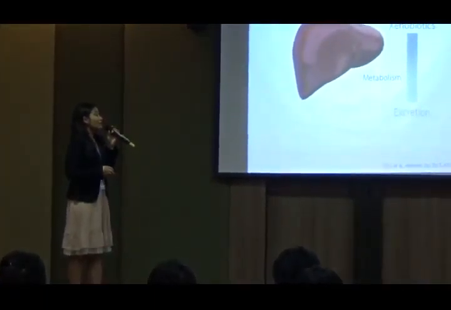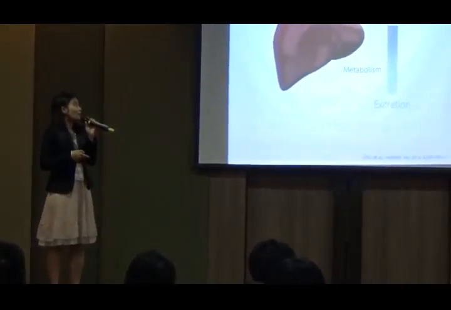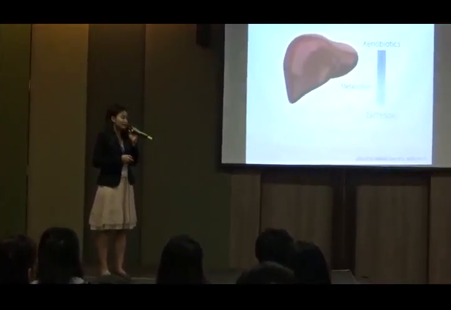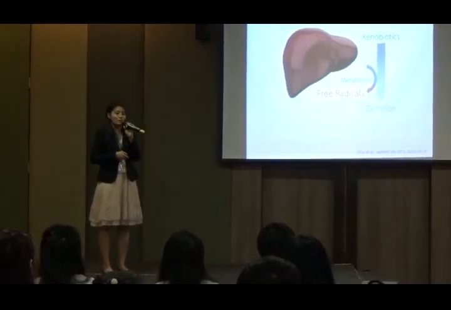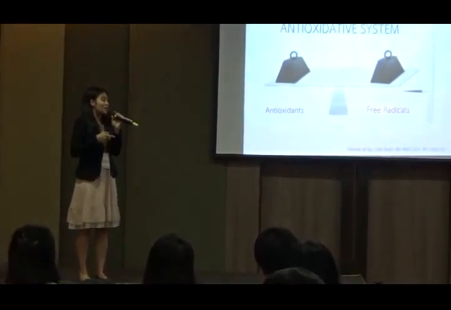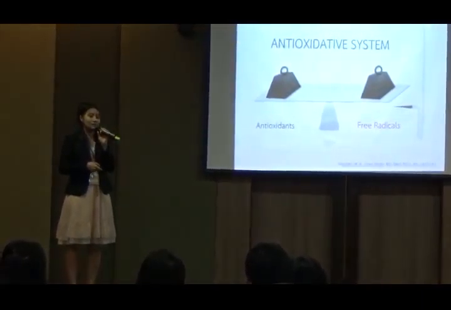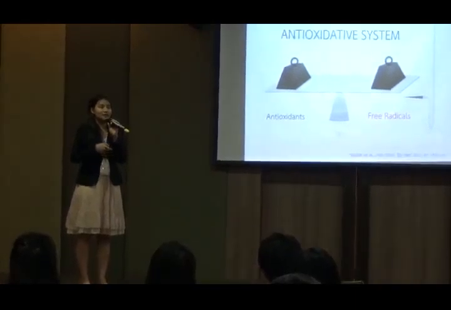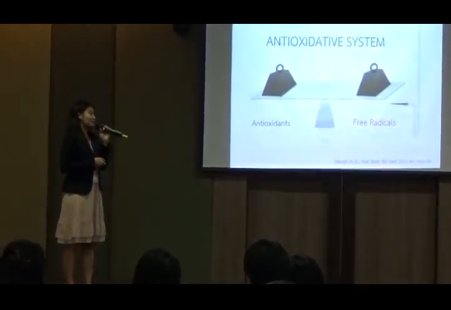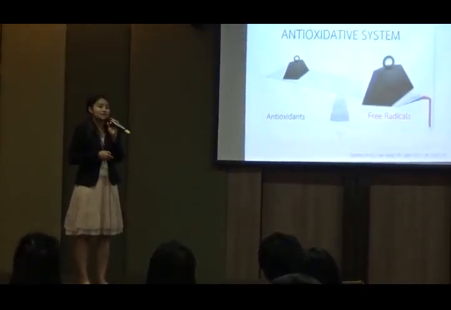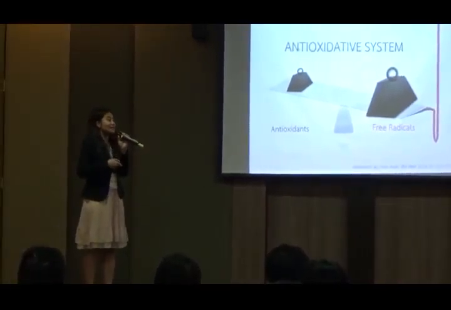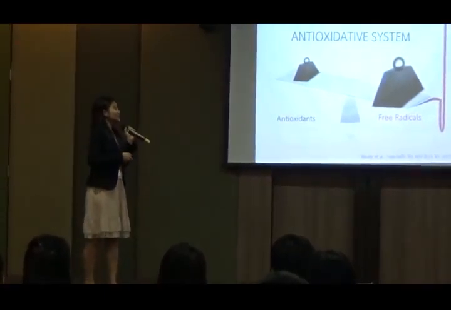Regularly, the liver is the major organ responsible for metabolizing xenobiotics for excretion. However, during the metabolism process, free radicals are produced. In our body, there is a balance of free radicals and antioxidants to protect cells from free radical damage. This balance is called the antioxidative system. However, when the balance is shifted and free radicals are in excess of the capacity of antioxidants, it is called oxidative stress.